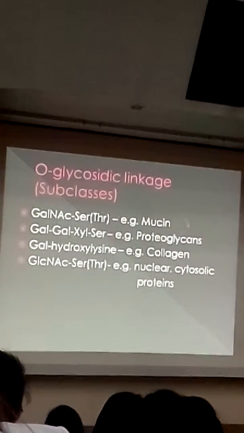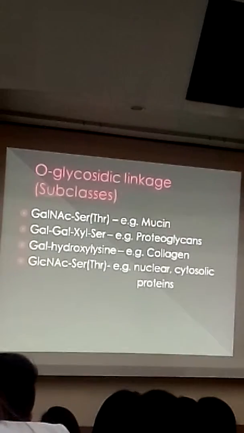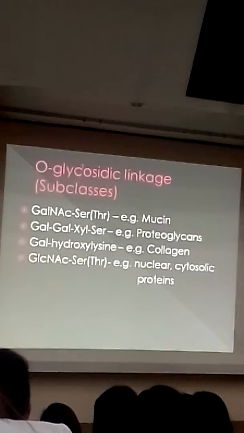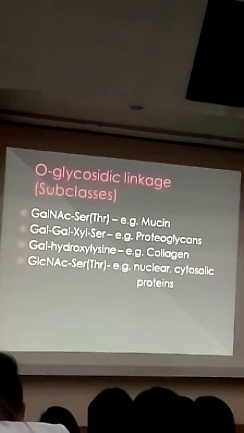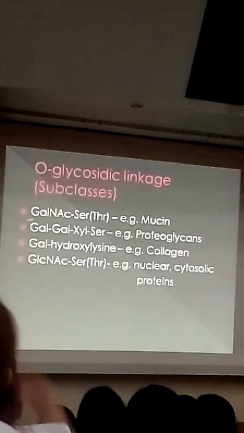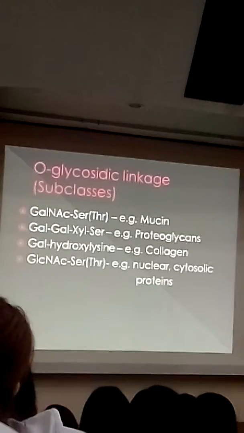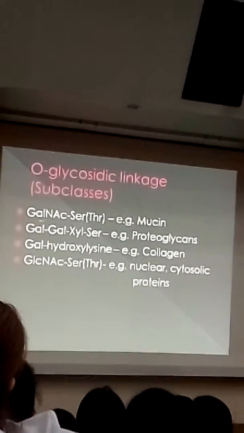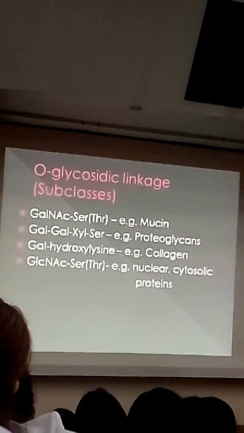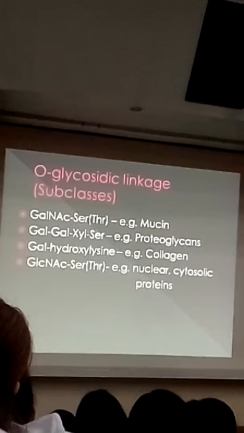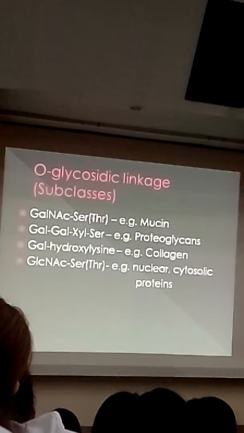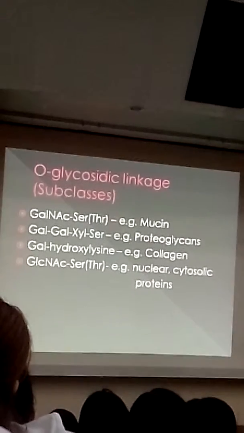So you can further subclassify the O-glycosidic linkages into these four. But of course, you'll have others, but these four are the most common ones. So you'll have GalNAc, N-acetylgalactosamine. So this is an amino sugar. And either serine or threonine is the amino acid attachment you'll find usually in mucin.